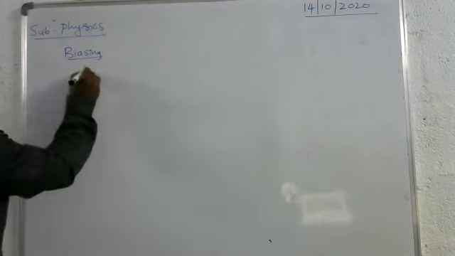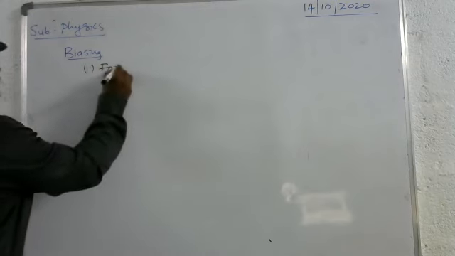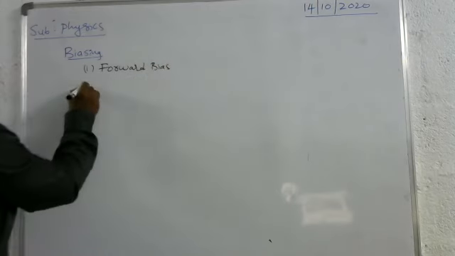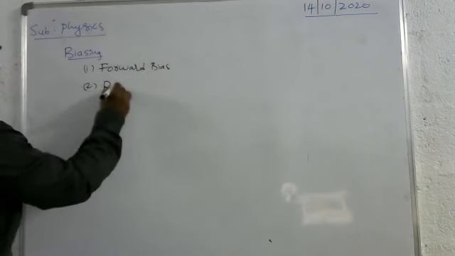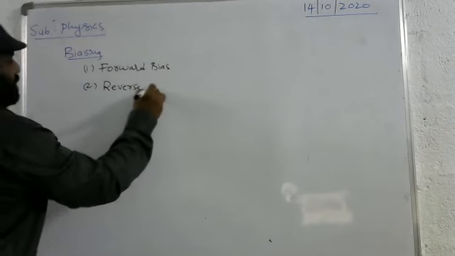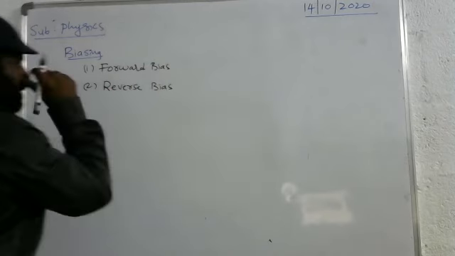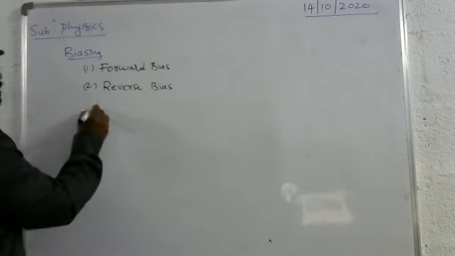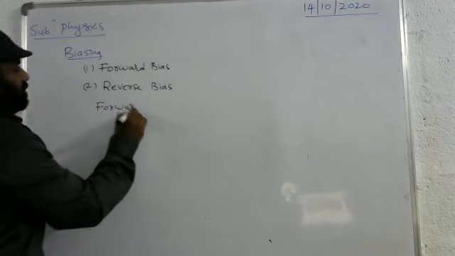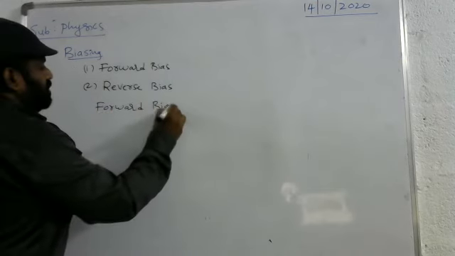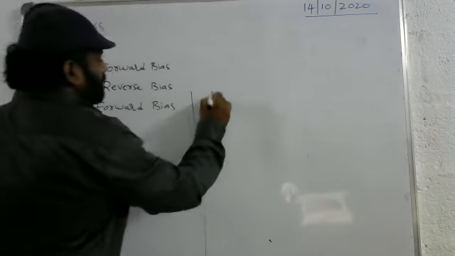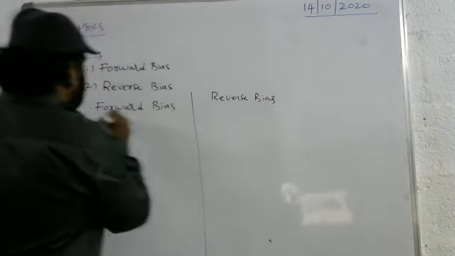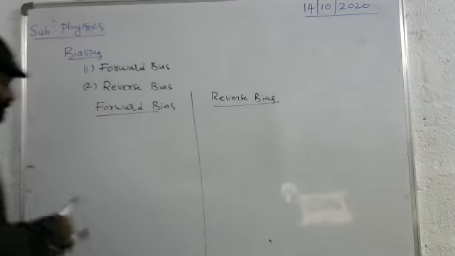Number one, the first one is forward bias. The second one is reverse bias. Forward bias and reverse bias. What is a forward bias and what is a reverse bias? First let us see forward bias, and next is reverse bias.